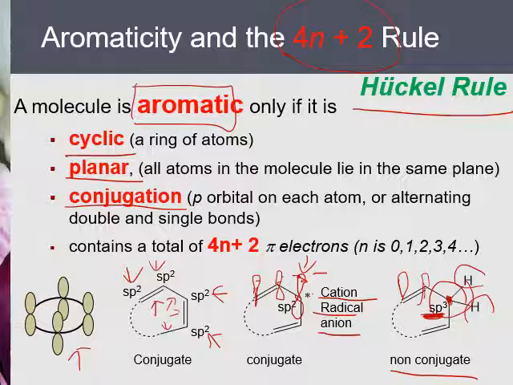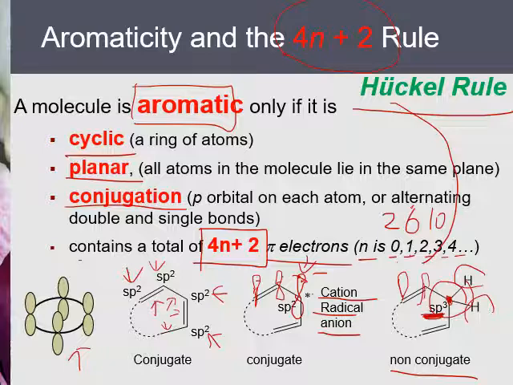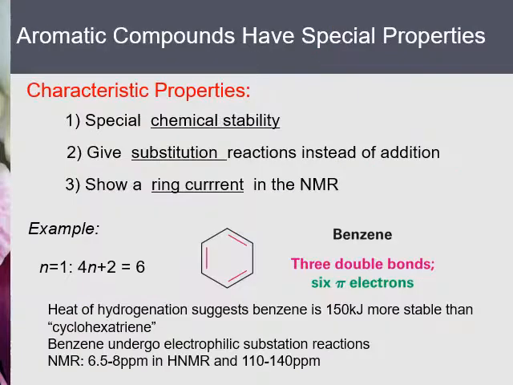There's one more requirement, and that is the system contains a total of 4n+2 pi electrons. N can be 0, 1, 2, 3, 4. So when n is 0, it is 2 pi electrons. When n equals 1, it will be 6 electrons, and that's a benzene. When n equals 2, that will be 10 electrons. If a molecule meets all the requirements mentioned above, that molecule is aromatic.